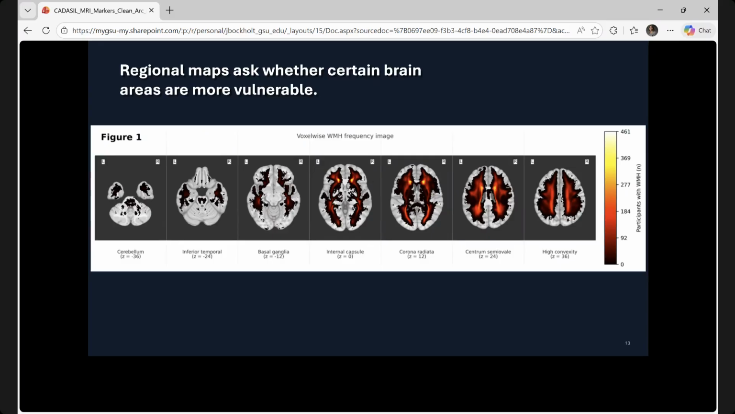Now, this heat map is loaded on what's called a standard or average brain. Obviously, everyone's brain is a different shape and size, but we warp each individual brain onto the standard and then bring their individual lesion map along with that. That's how we're able to add these all up and quantify this in the way that you're seeing.